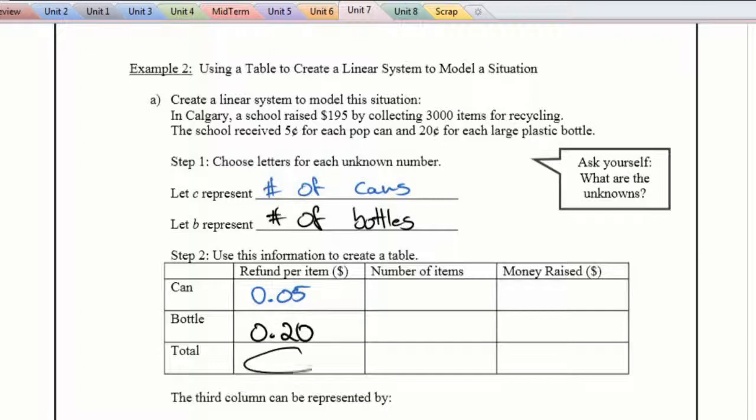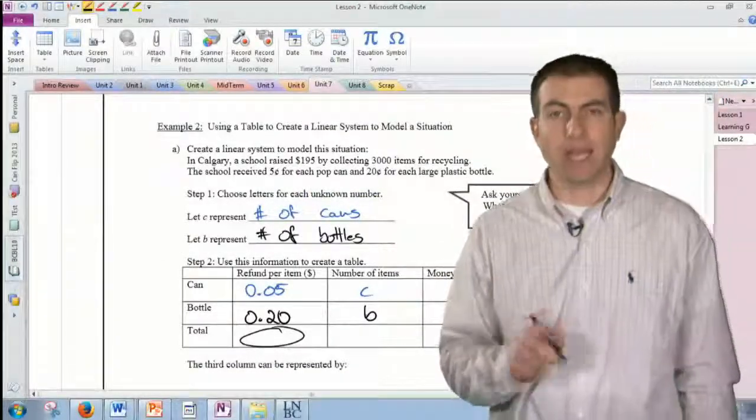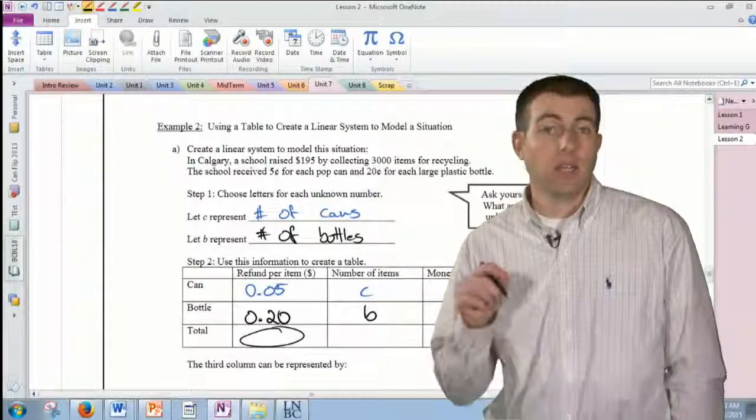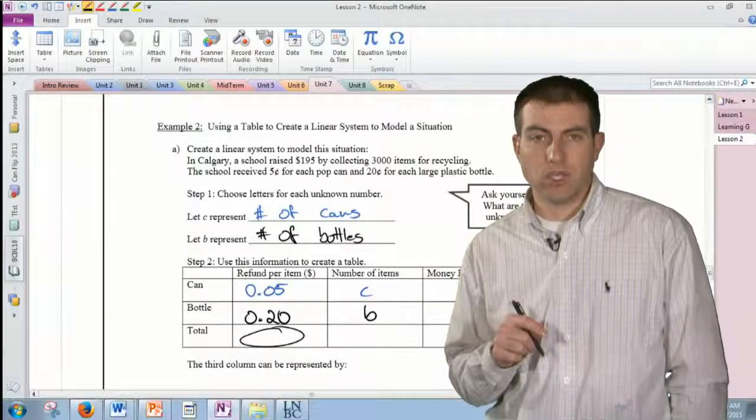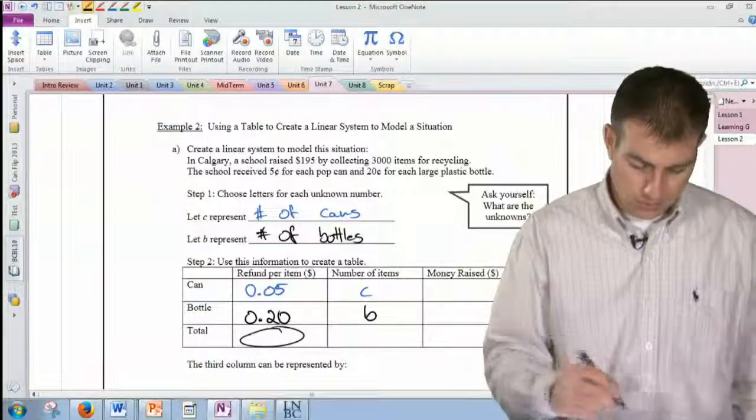Writing down the total here doesn't necessarily make sense, so we'll leave that blank for now. The number of items: for cans we have C, and for bottles we have B. We don't know how many cans we have, we don't know how many bottles we have, but we do know something about the total number of cans and bottles. It says the number of cans plus the number of bottles equals 3,000. So they collected 3,000 things.